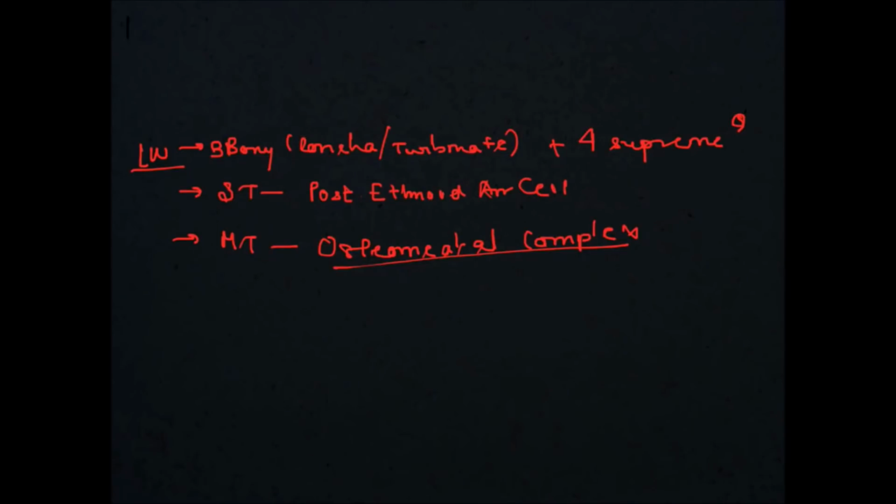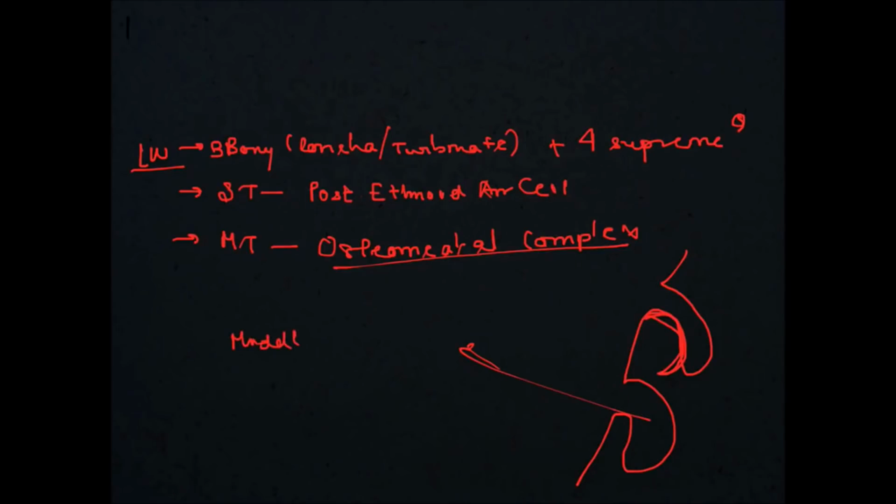So just consider this. Any turbinate is concave towards the meatus. Normally the middle turbinate is not pneumatized, that is, it does not contain air cells, and it is concave towards the meatus.